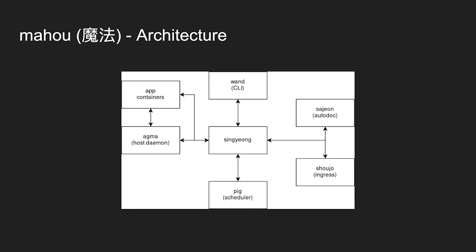The CLI talks to it to get to the scheduler. The scheduler talks to it to get to the host daemon, which can actually schedule containers. The ingress talks to it to get to the app containers. The app containers talk to it so that they can send their own messages back and forth. And also the autodoc talks to it to pull out that metadata about documentation.